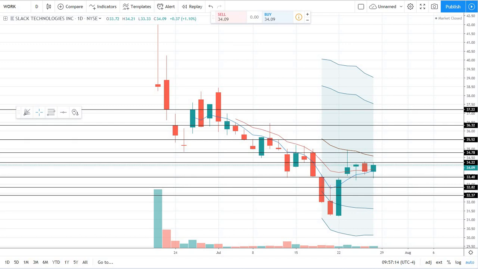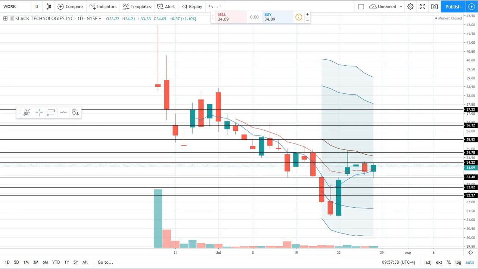Stop loss 1 will be somewhere around, we'll do it pretty tight here, 34. Stop 2, 33.3. Stop 3, 32.5.